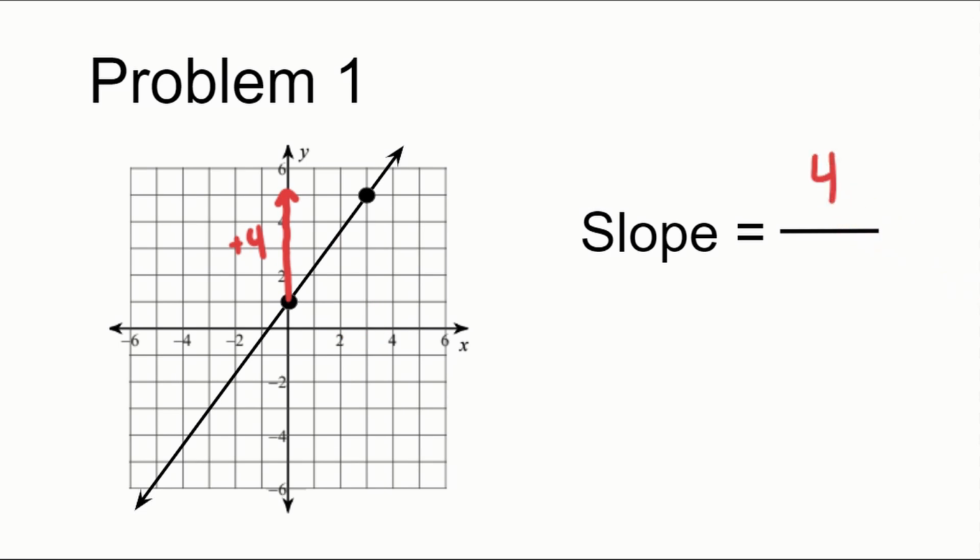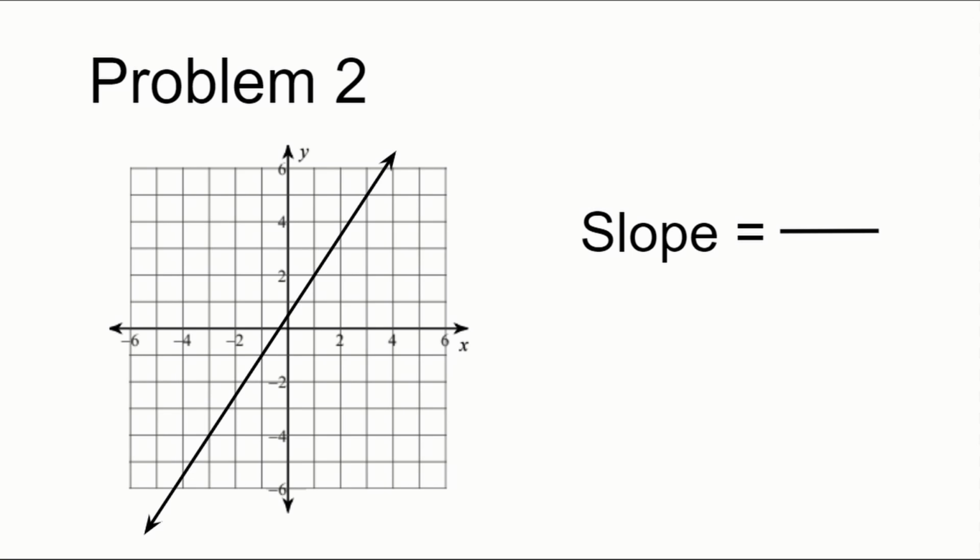Now let's find the change in x. The change in x is going to be the side-to-side shift. So this graph is running to the side plus 3. So the denominator of our ratio is going to be 3. So the slope of this graph is going to be 4 over 3.